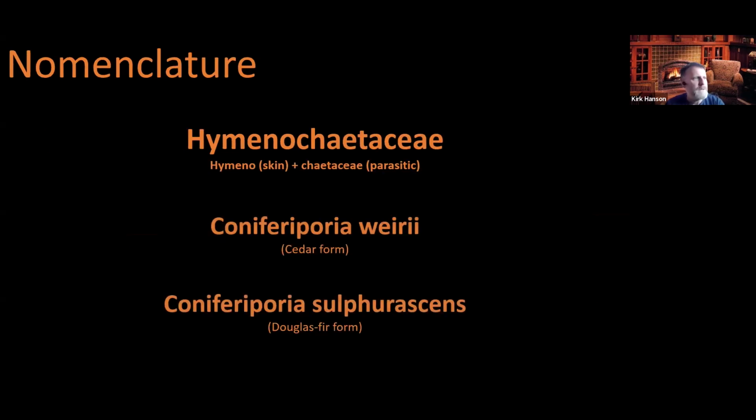They renamed it Coniferiporia weirii, the cedar form, and Coniferiporia sulphurascens, the species that attacks Douglas fir. So today, when you talk about laminated root rot, if you're at a party and want to sound smart, you have to refer to it as Coniferiporia sulphurascens and no longer Phellinus weirii. So there is your Latin binomial nomenclature factoids for the day.